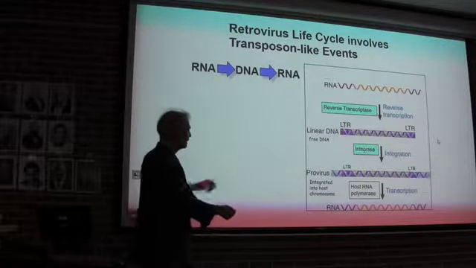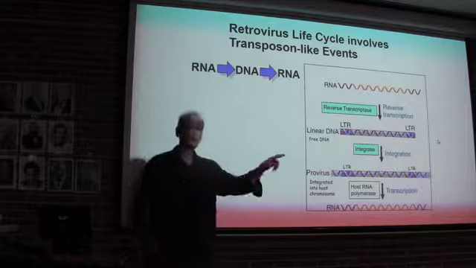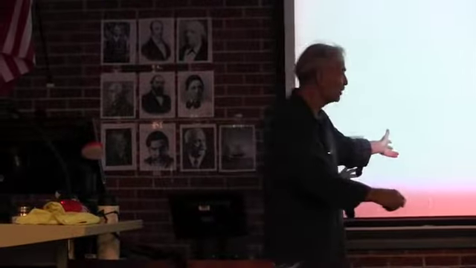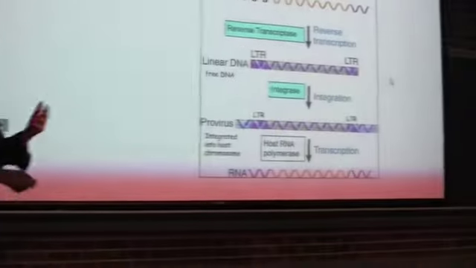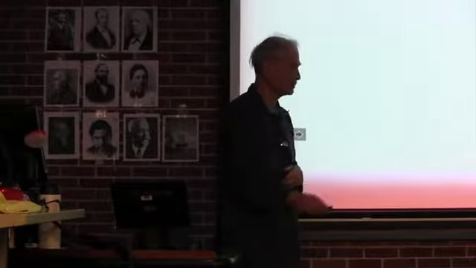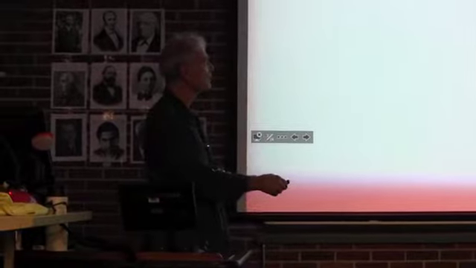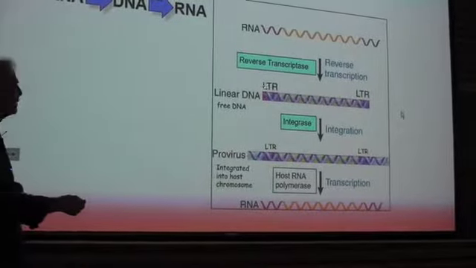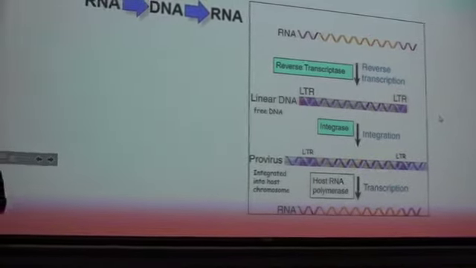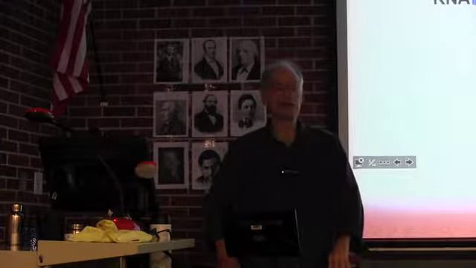The integrase cuts two bases off of each end as it inserts. So the provirus here, which is the name for when it's fully integrated, is almost 100% complete. It's missing two bases on either end. And you'll notice another feature here, these LTRs. These are long terminal repeats. And these are much longer than the inverted repeats that are on an IS element or a DNA-based transposon.